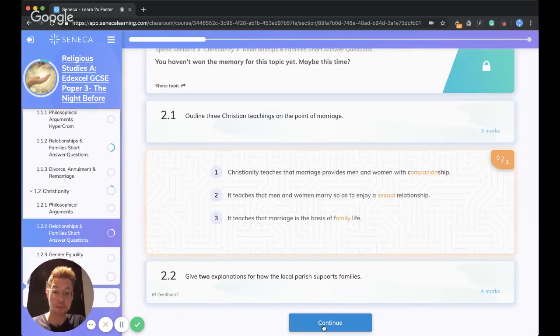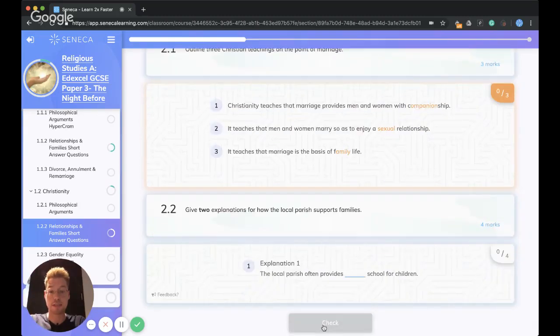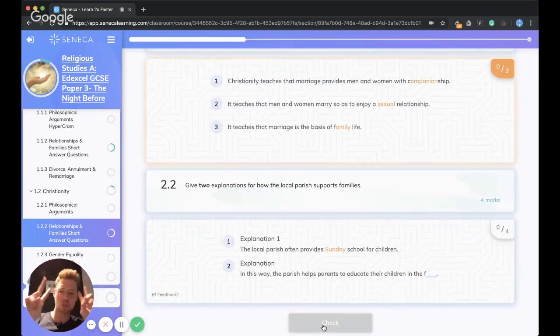Give 2 explanations for how the local parish supports families. So again, this is our same 1-2 format. We give our explanation 1: the local parish often provides Sunday school for children. Then we've got to go round 2, we've got to explain that statement. So always give the reason and then the explanation. In this way, the parish helps parents to educate their children in their faith.